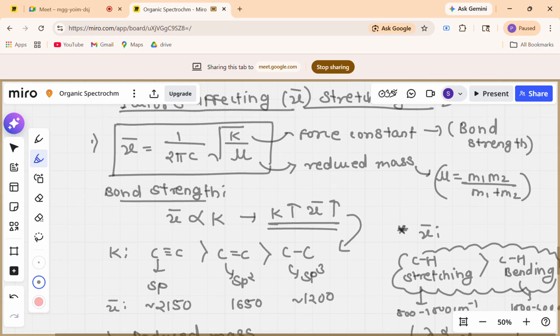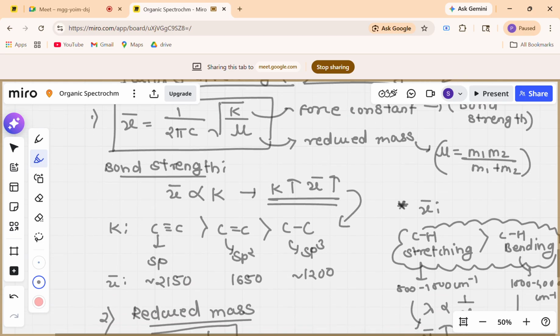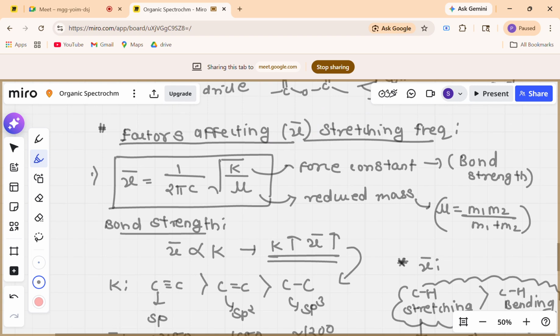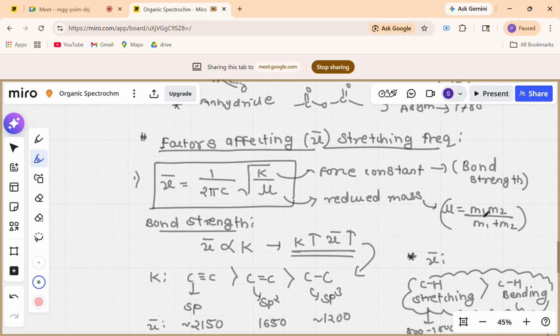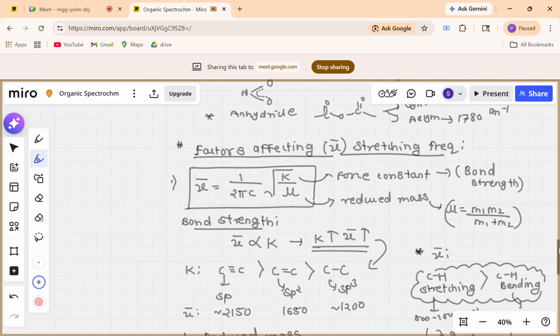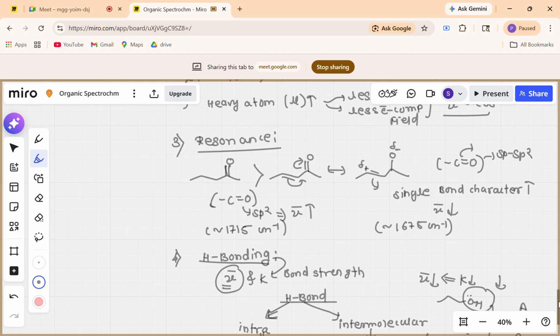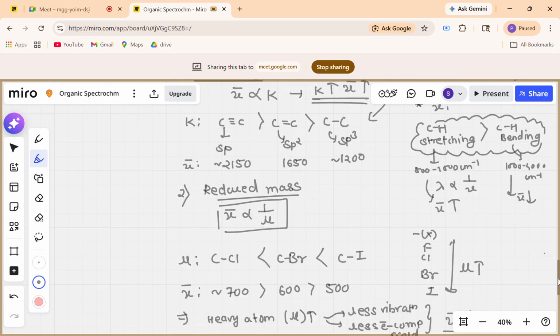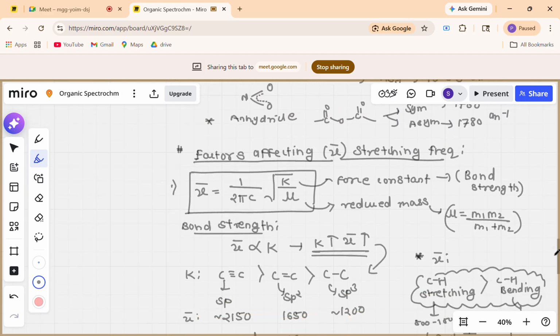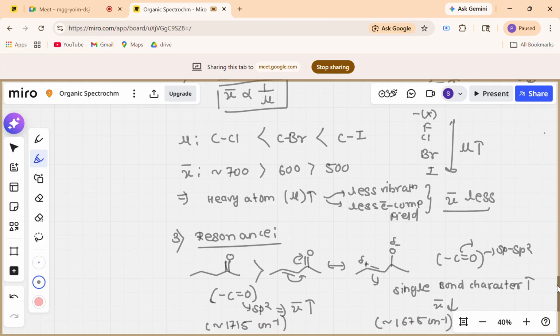So you understood all the factors that we discussed, how they are going to affect your system. Any doubt here in any understanding, like how the stretching frequency will vary on these different factors? Clear, ma'am. It's clear, right? Yes, ma'am. Okay. Yes, yes.